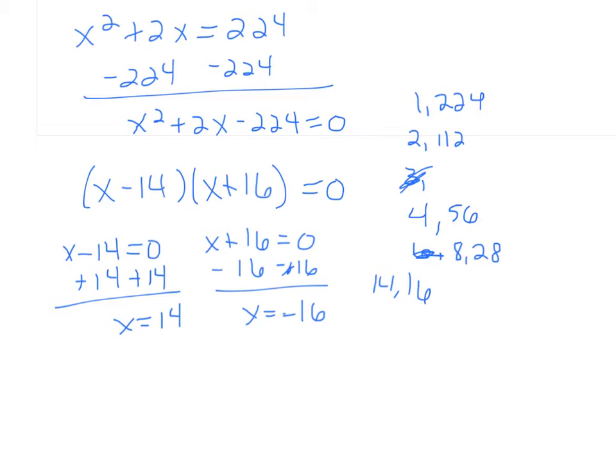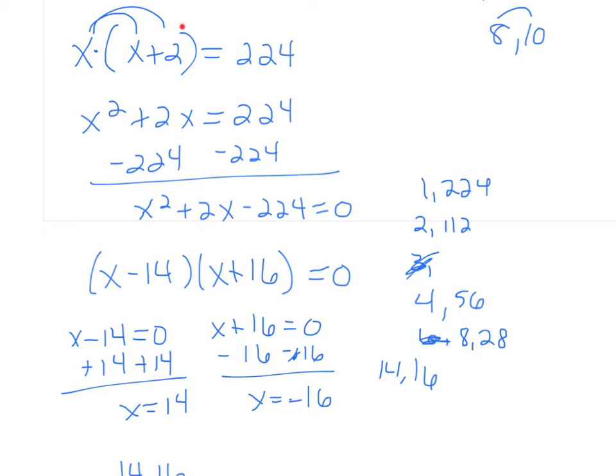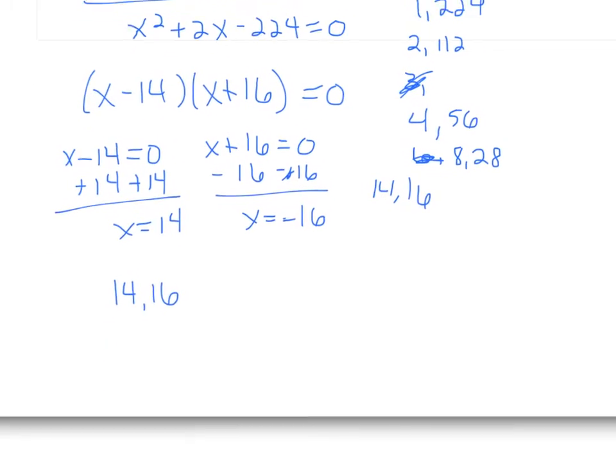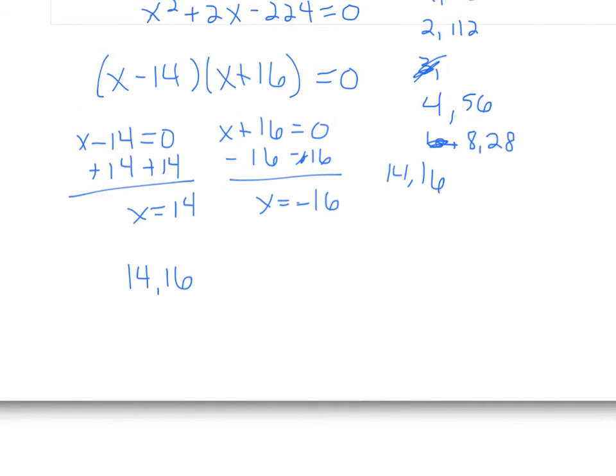So if x is 14, then my other number, x plus 2, is equal to 16. So my answers are 14 and 16, or since a negative times a negative equals a positive, if you plug in negative 16 for the first number, for the second number, which is x plus 2, you get negative 16 and negative 14, and both of them have a product of 224. So there were 2 sets of answers for this one.